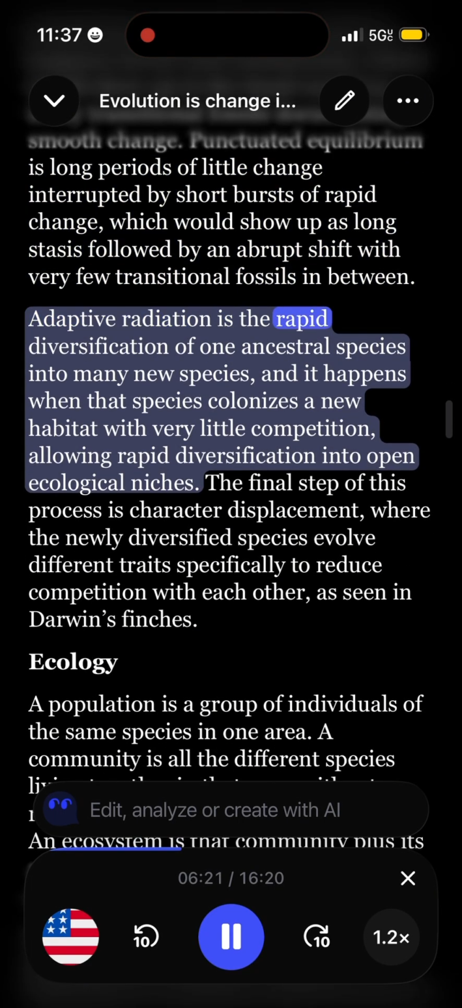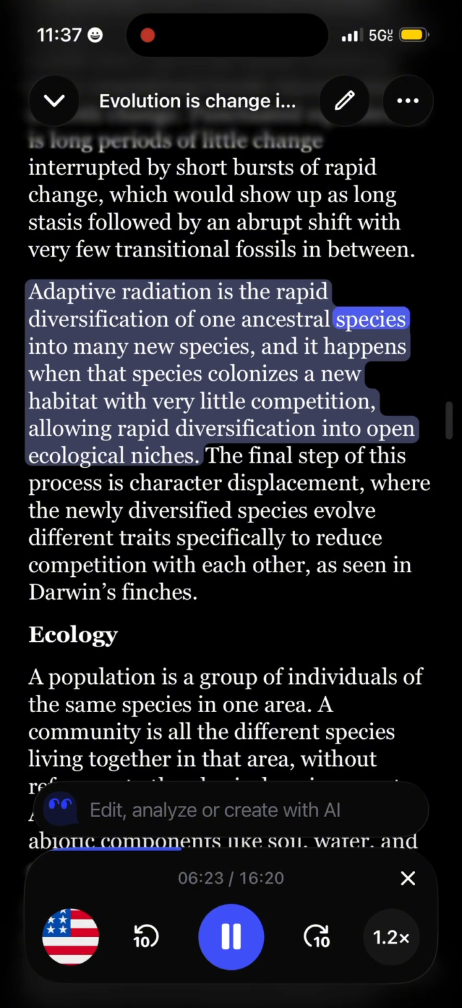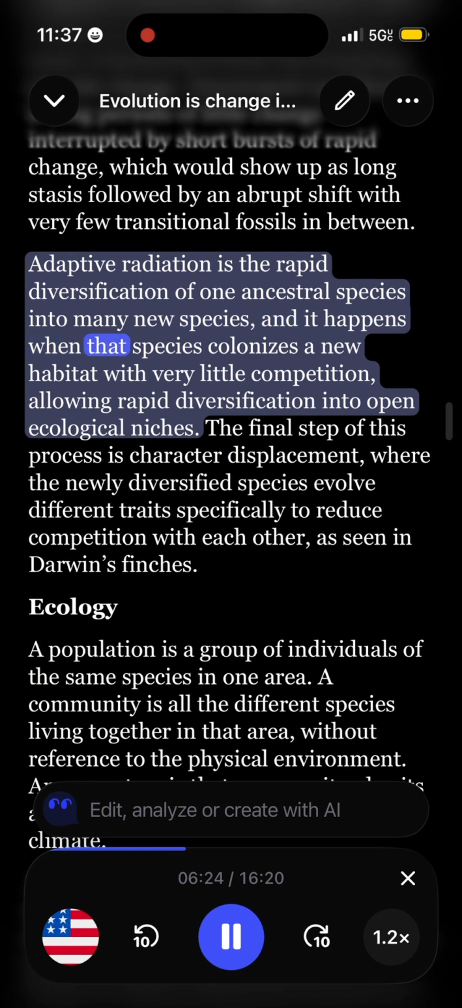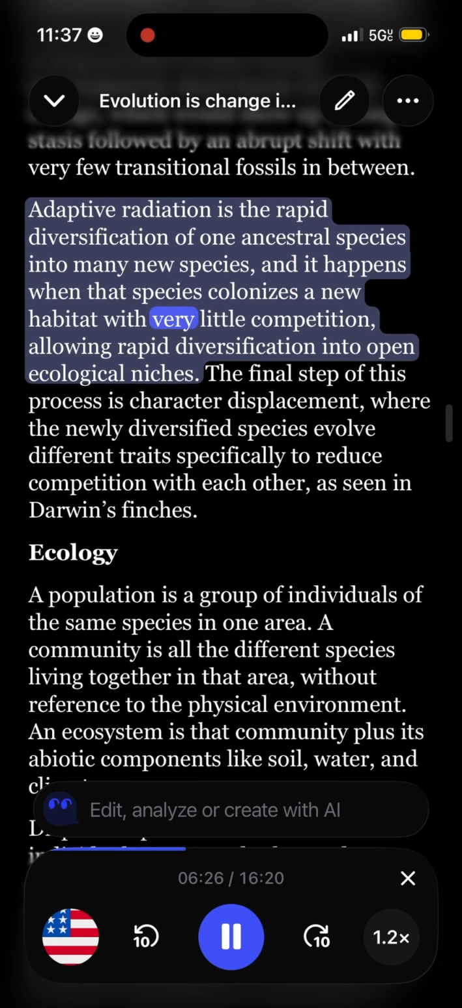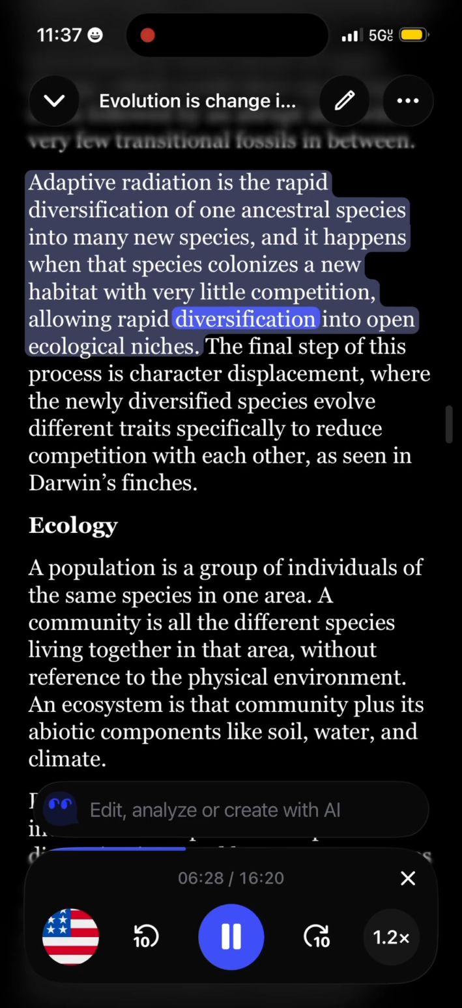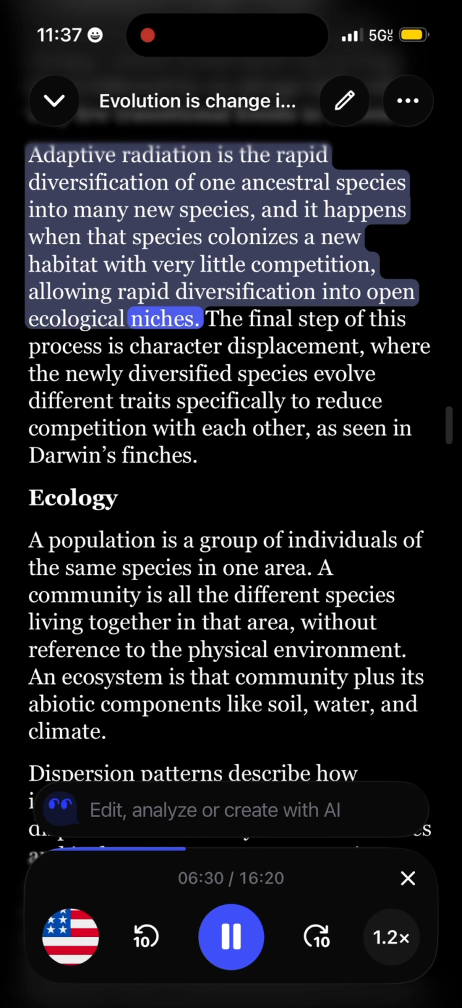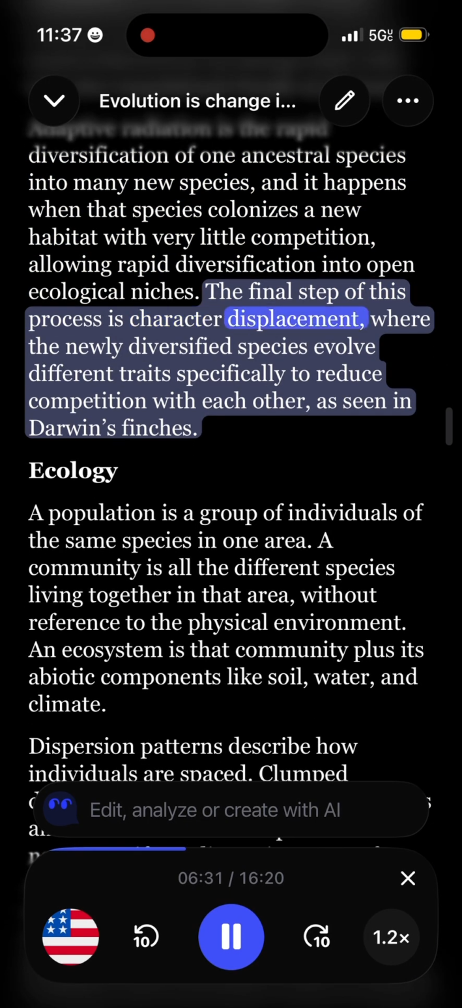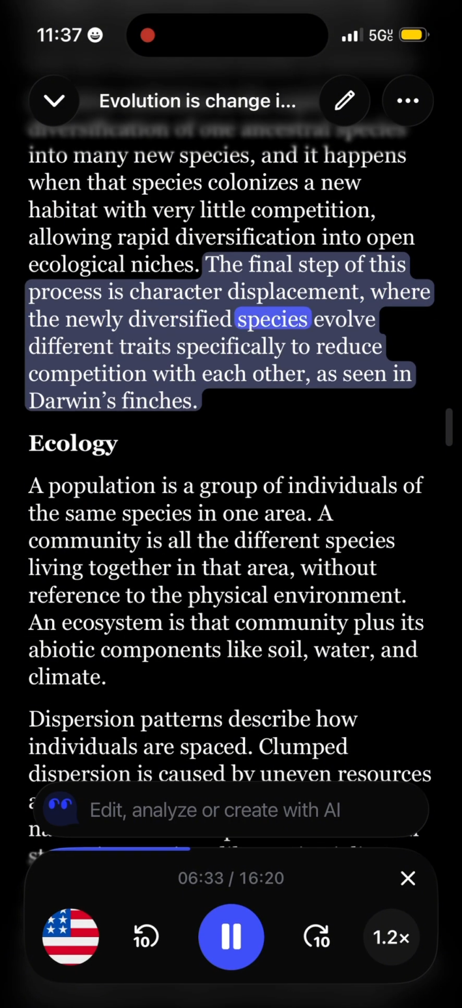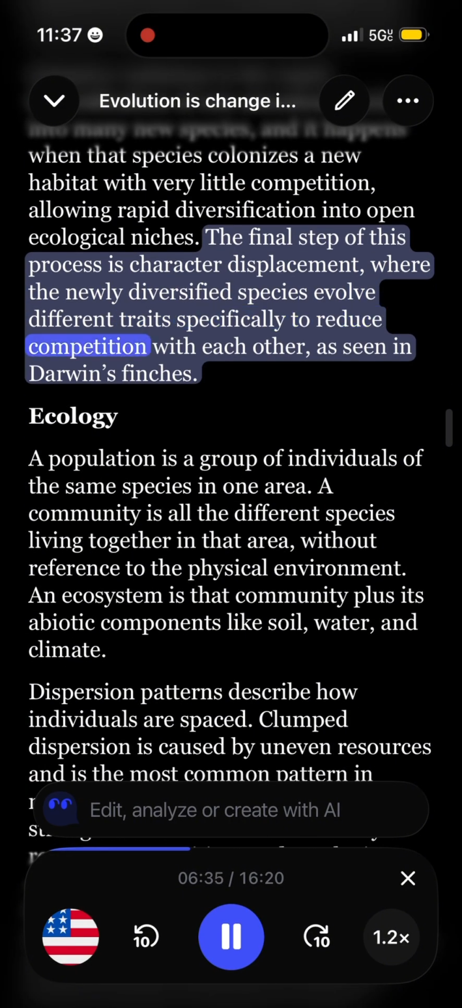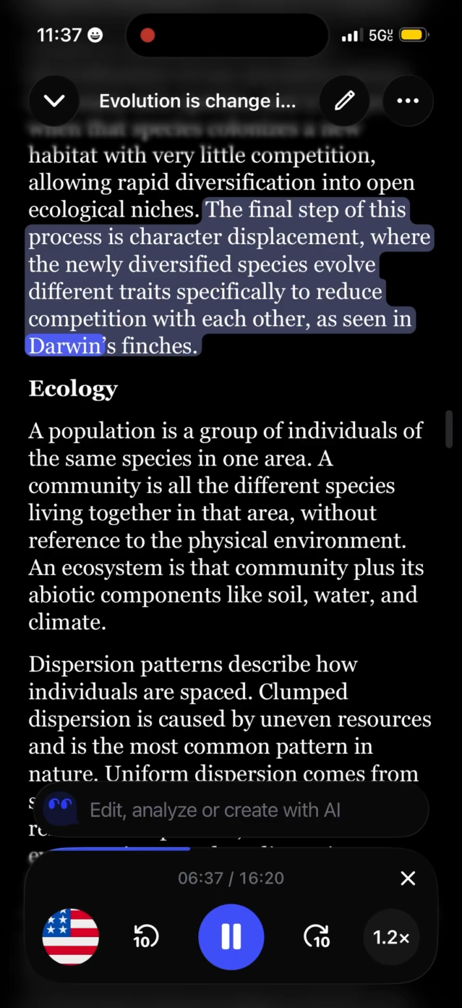Adaptive radiation is the rapid diversification of one ancestral species into many new species, and it happens when that species colonizes a new habitat with very little competition, allowing rapid diversification into open ecological niches. The final step of this process is character displacement, where the newly diversified species evolve different traits specifically to reduce competition with each other, as seen in Darwin's finches.